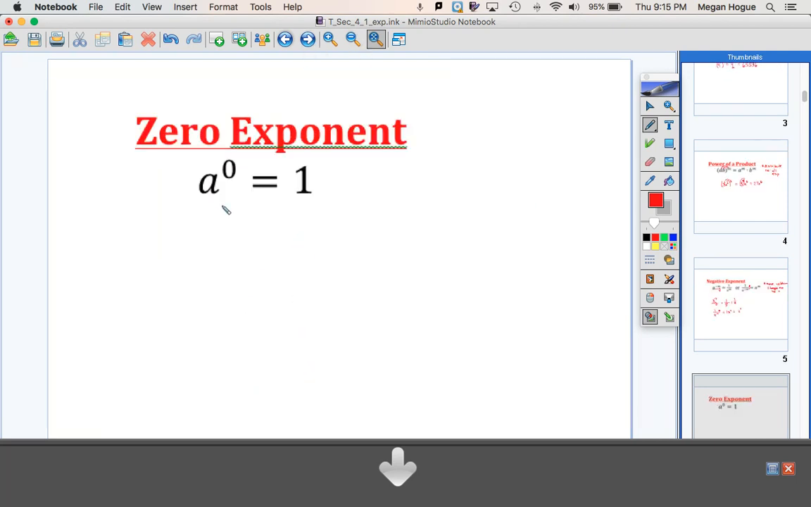Zero exponent. Zero exponent is easy. Anything to the 0 power is 1. So anything to 0 equals 1. What it gets confused with is people say it's equal to 0. So just got to get that memorized. So if I have something like 349, something crazy to the 0 power, I hopefully don't think about it. I just say, oh yeah, that's 1.